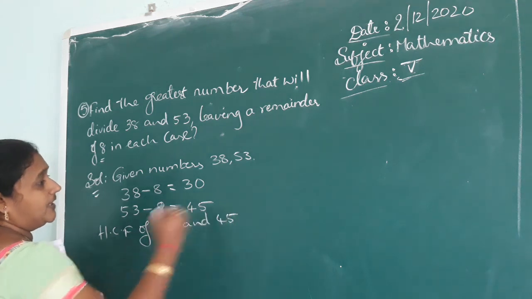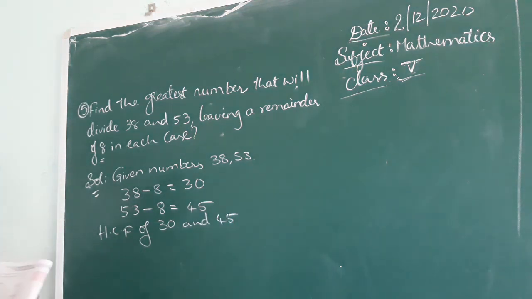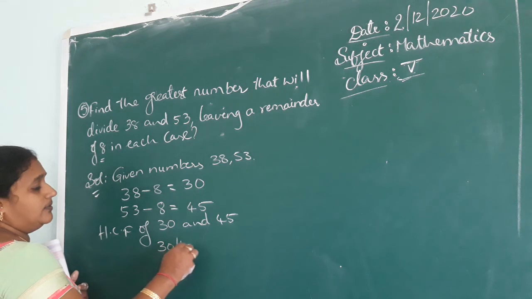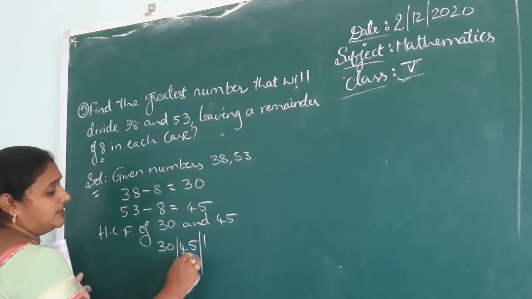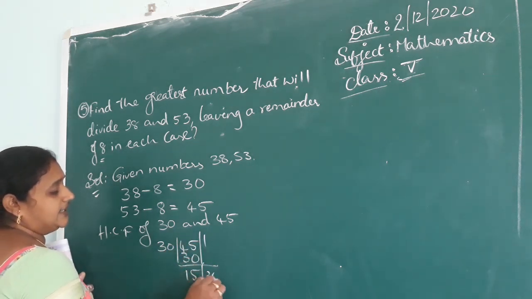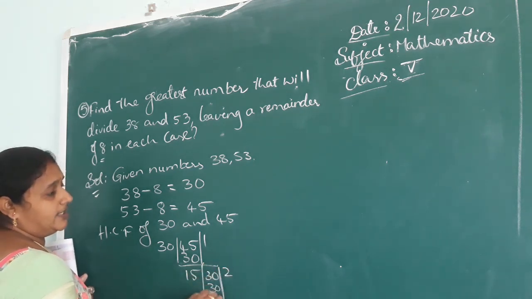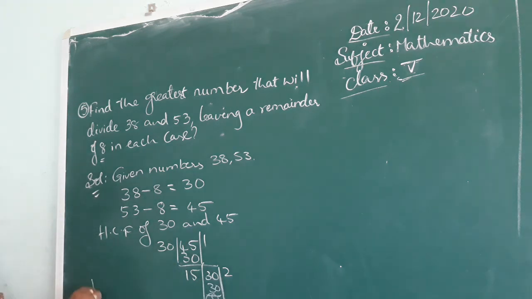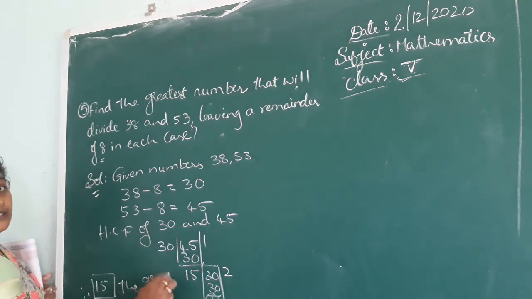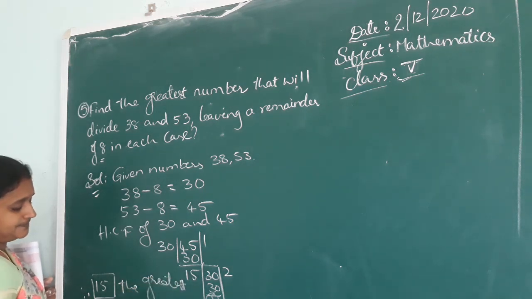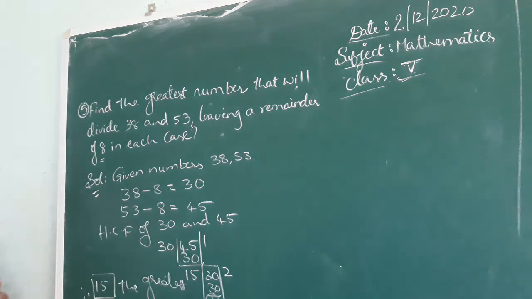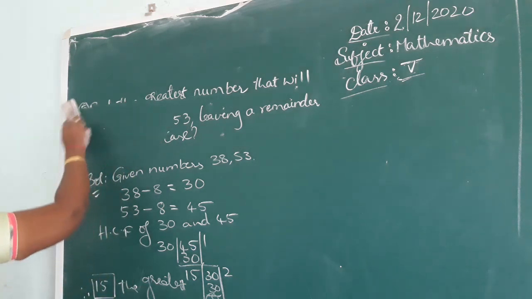What is the HCF of 30 and 45? 30 divides 45 one time, remainder 15. Again, 15 divides 30 two times, remainder 0. So therefore 15 is the greatest number that divides 38 and 53 leaving a remainder of 8. Okay children, see the sixth one now.